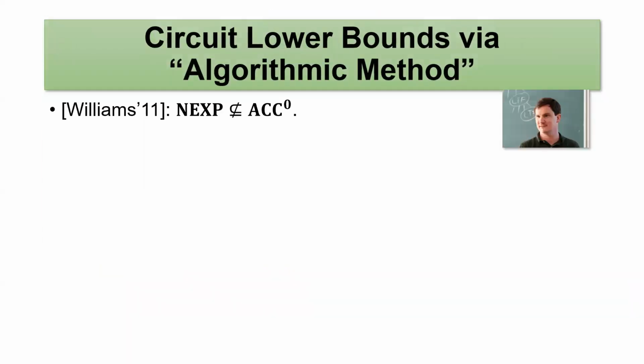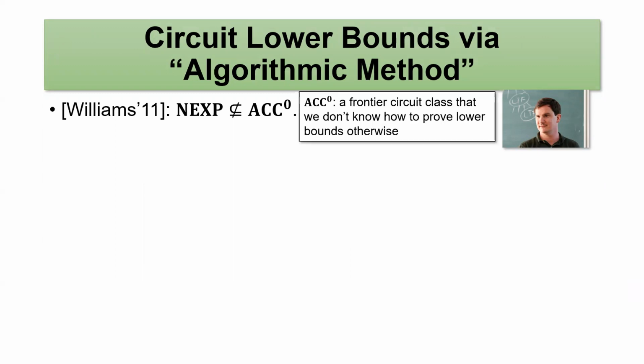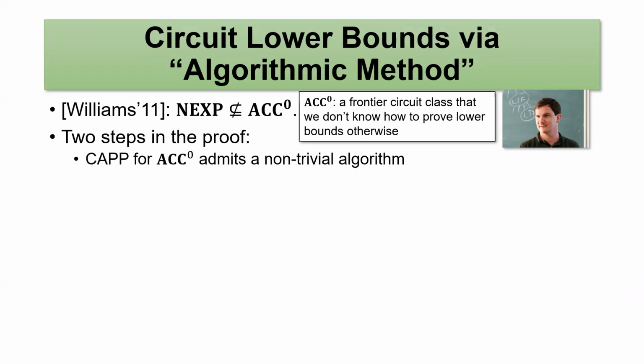In 2011, Ryan Williams proved the breakthrough result that non-deterministically exponential time is not contained in ACC0. The proof has the following two steps. First, he showed that a problem called CAPP, which I will define soon, for ACC0 admits a non-trivial algorithm. Then he showed that such an algorithm implies circuit lower bound.